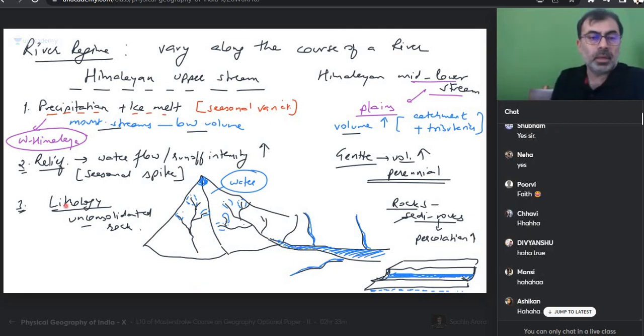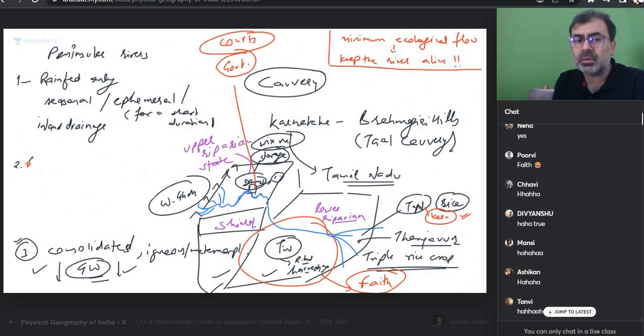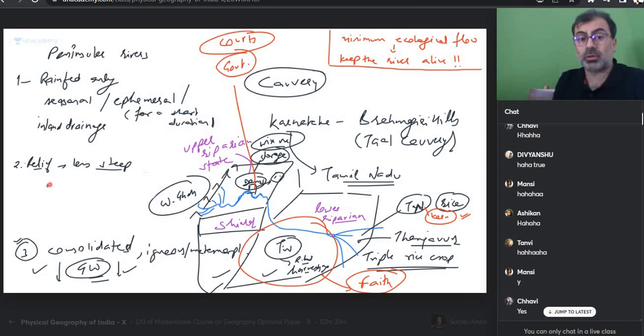Okay, let's talk about relief. Water flow. Can I say relief is not that steep? Relief is less steep. True, but there are waterfalls. What is here? Topographic discordance. Topographic discordance is there. Sir, what is this? I will also impress you guys with something.